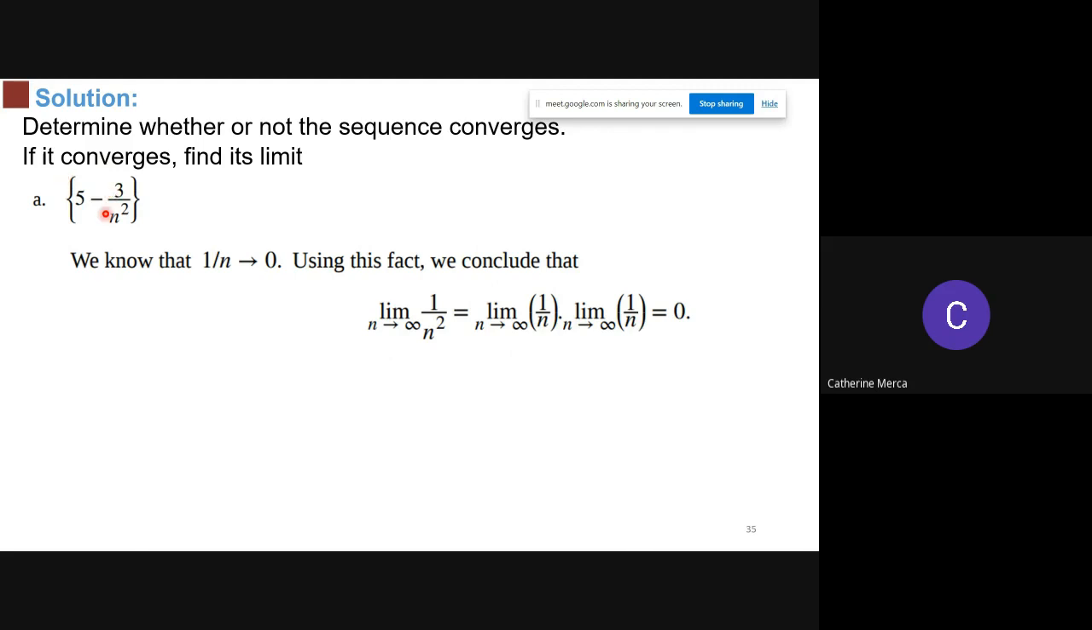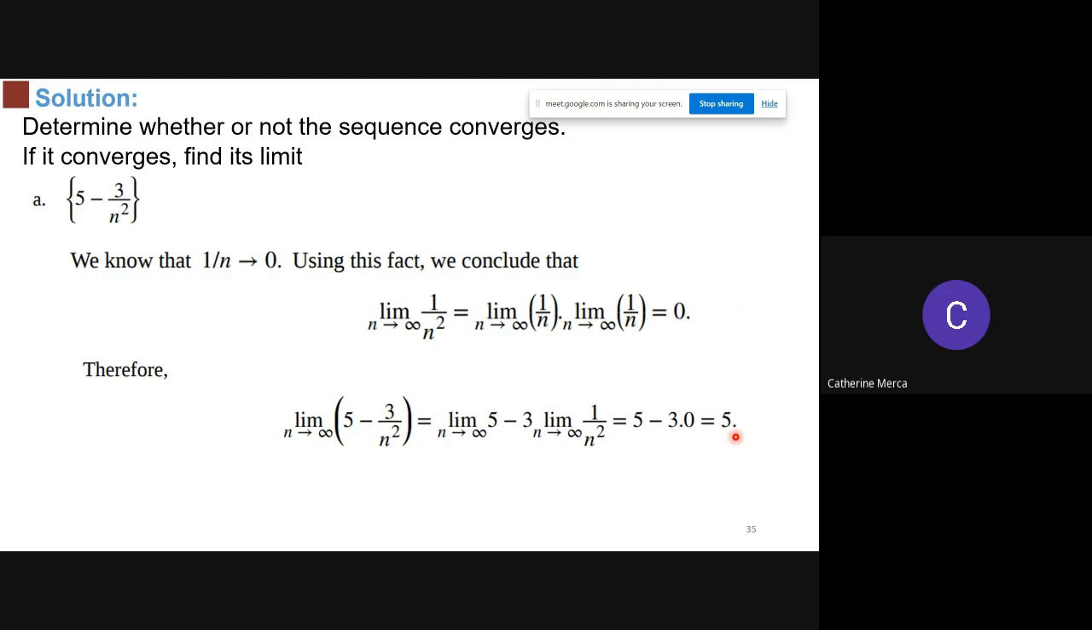Yeah, 1 over n squared. So what do we have now? 5 minus 3 over n squared. Its limit is 5 minus 3, limit of 1 over n squared. Yeah, that's 0 already. So 5 minus 3 times 0. Meaning to say, the limit is equal to 5.